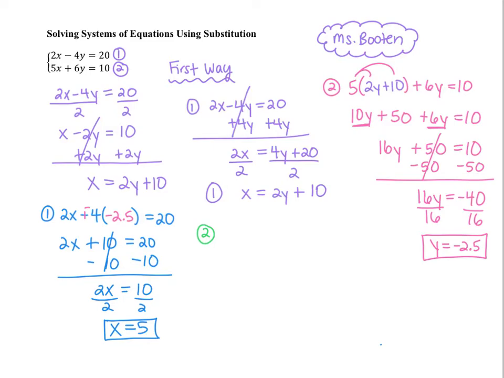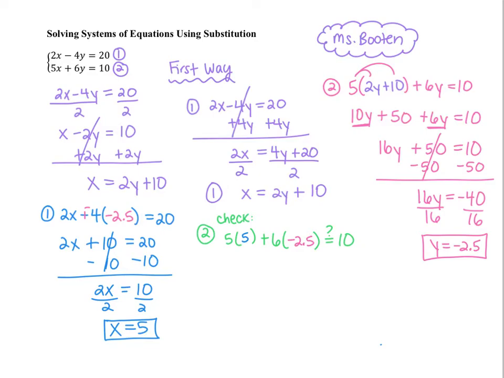So in equation number 2, we're going to check our answer. It says 5, and then instead of x, we write what x equals, which is 5, and then plus 6 times y. Instead of y, we substitute in that value, which is negative 2.5. And is that really equal to 10?